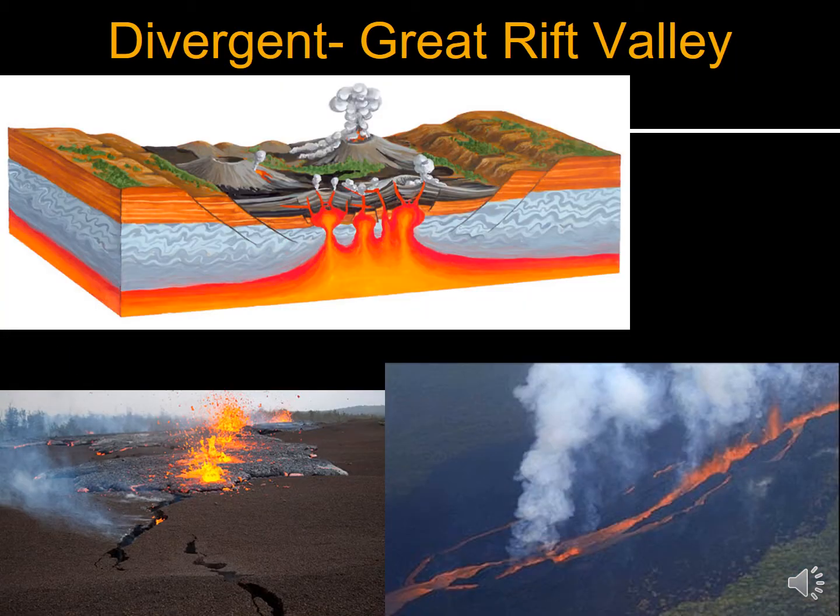Okay, so here's divergent, and I gave you an example here at the Great Rift Valley. So you see how it's kind of down. Remember how we talked about fault lines. So now that the ground decides to divide, magma decides to rise, and this is what causes those.